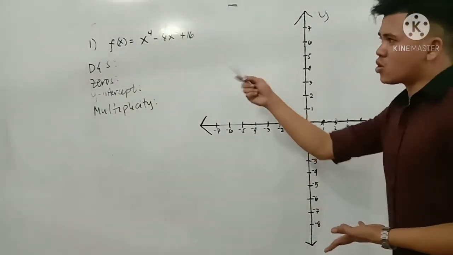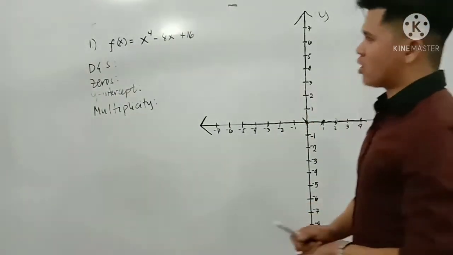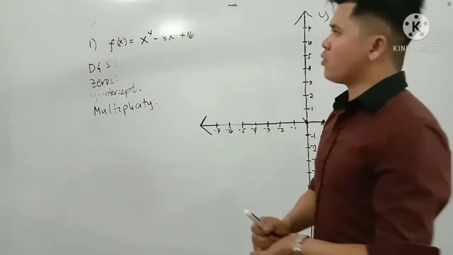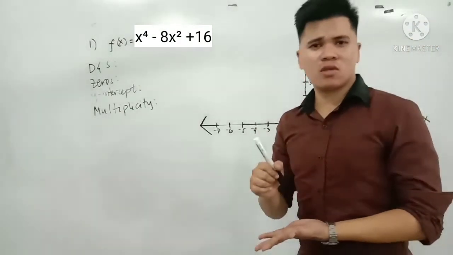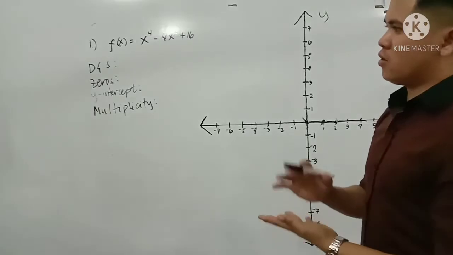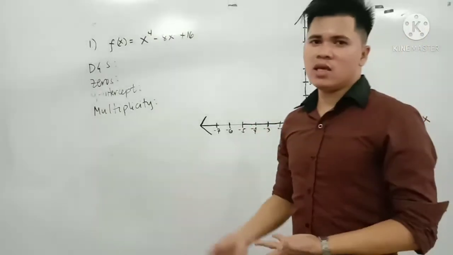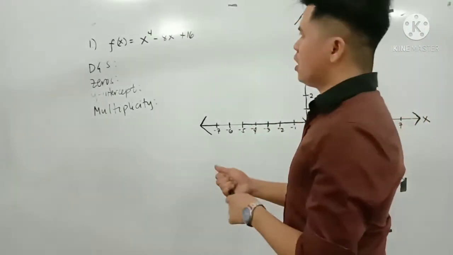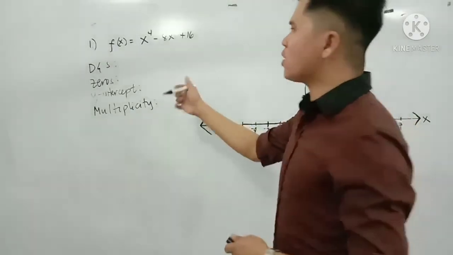Let's try another one. Let's try to sketch this given polynomial function. f of x is equal to x raised to 4 minus 8x squared plus 16. So now, let's find the degree and the sign of the leading coefficient. The highest degree is 4, and 4 is an even number.